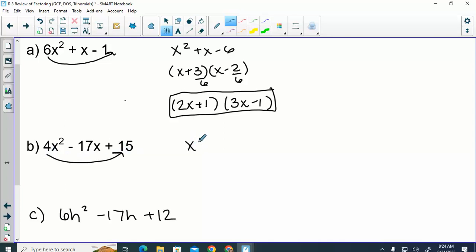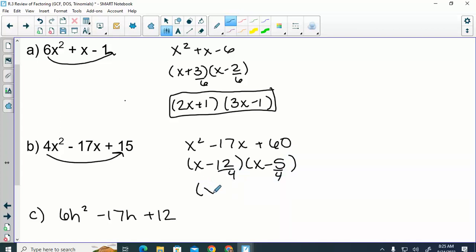Okay. B. So we get x squared minus 17x plus 60. So that would factor into what? Negative 12, negative 5. Divide by 4, so you get x minus 3, 4x minus 5.